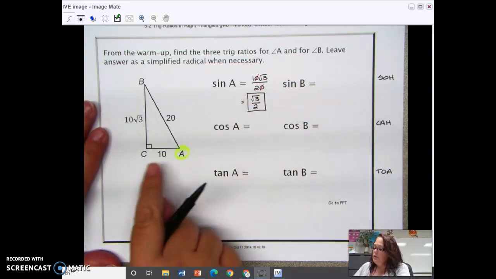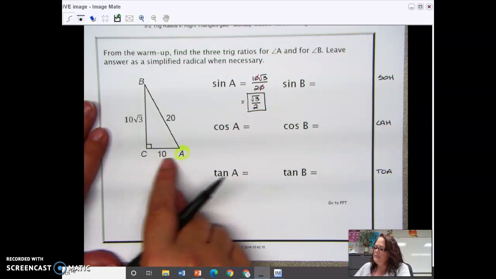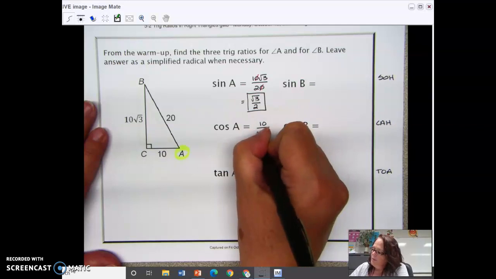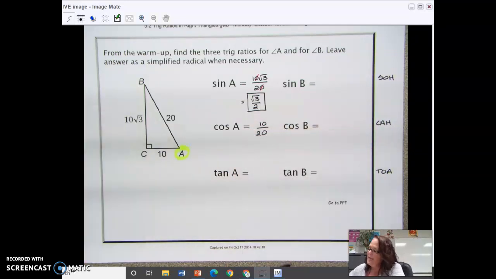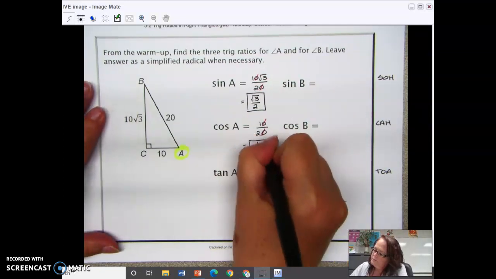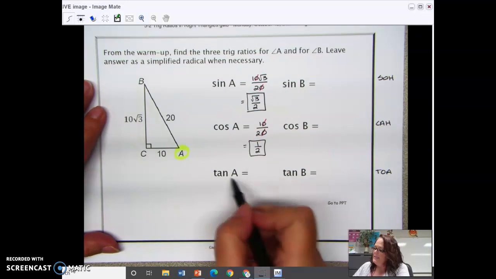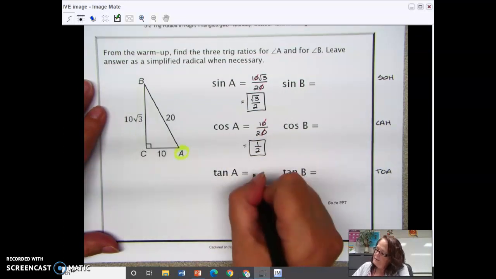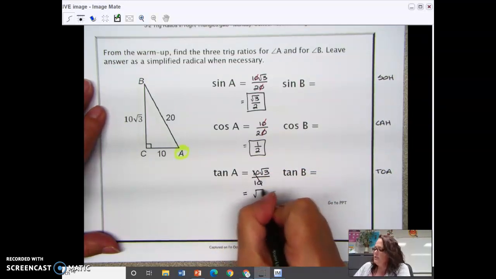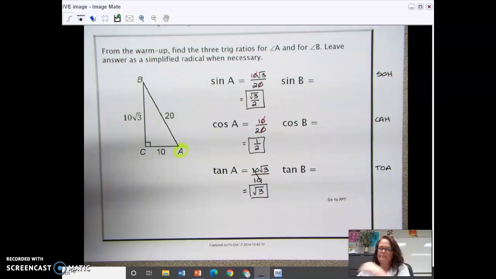Okay. The cosine of A is going to be the side that connects A to C, which has a length of 10, over the hypotenuse, which is 20. And again, we can cancel those zeros, meaning divide the top and the bottom by 10, and we get 1/2. And then the tangent of A is going to be the opposite, which is 10 root 3, over the adjacent, which is 10. And so these cancel and just give me the square root of 3.